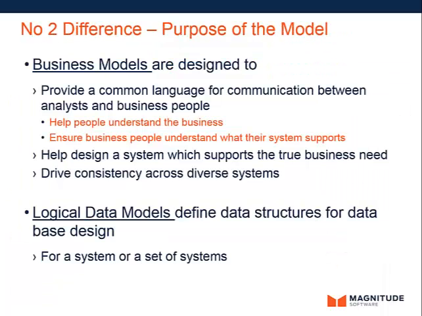Okay, so the purpose of the model, the difference is the business model is designed to provide a common language for communication between the analysts and business people so that the analysts understand the business. In fact, often the business understand their business better when they've got a model. And it ensures that business people understand what their systems are going to support because they can refer to the model and say this is what the system will do. The business model helps us design the system which supports the true business need, and it drives consistency across a diverse set of systems. Logical data models define data structures for database design.